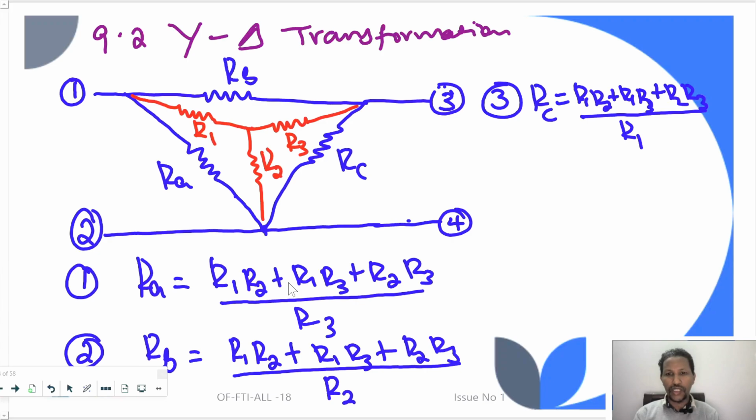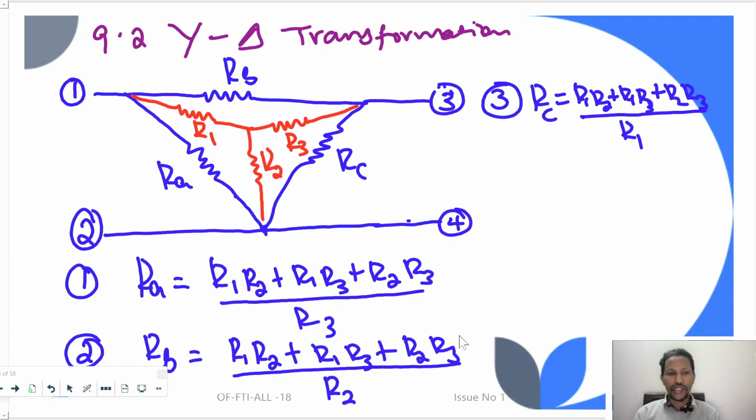And the second one, which is RB, the numerator is not changed, only the denominator will be changed. So it is the same numerator expression divided by the opposite resistor for RB, which is R2. So the sum of products of the three resistors divided by R2. And the third one is RC. Again, the same numerator expression divided by the opposite resistor for RC, which is R1.